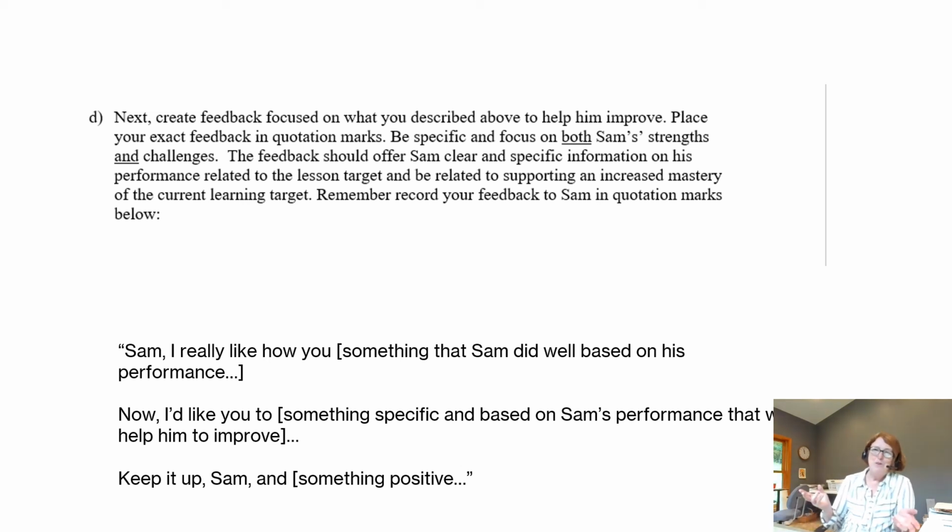This is the hamburger feedback. The bun is the positive. The feedback where he can improve is the meat, and you end on something positive. We call that the hamburger method of feedback. You might have heard me mention that in the course before. So Sam, I really like how you, that's our bun. Now you slip in the burger.